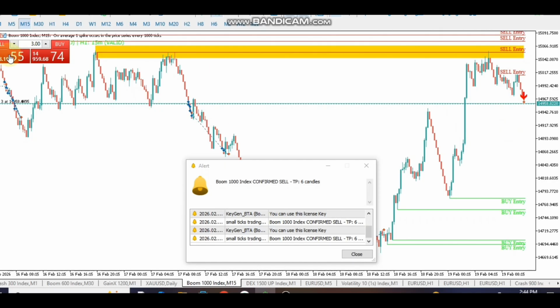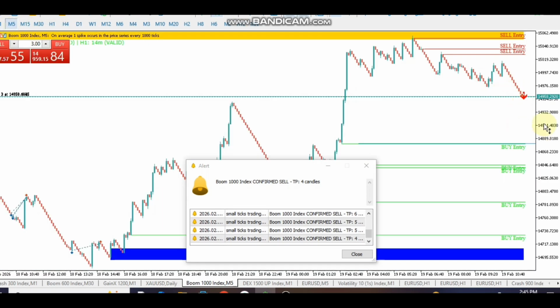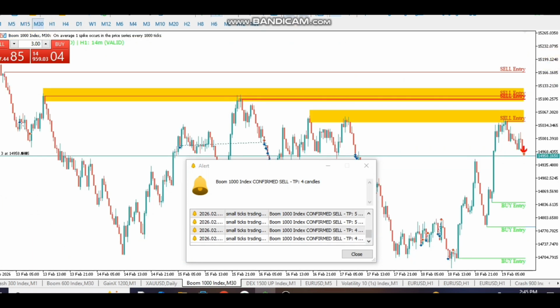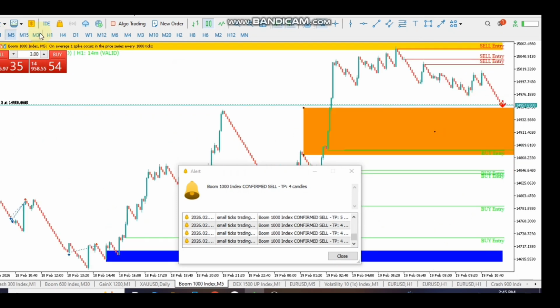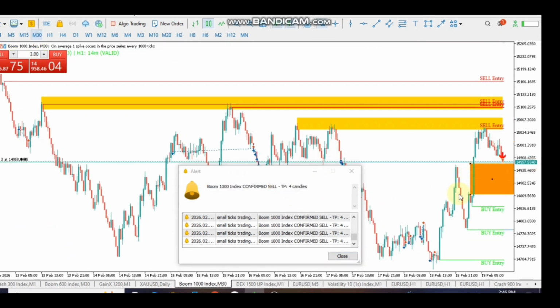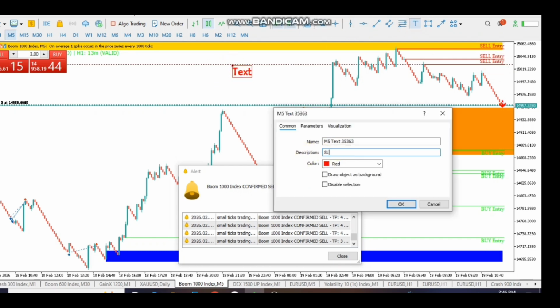This is a live example of how the BSD works, and the video is playing at a very high speed. First we can see there is an arrow, so there is a confirmation, and the take profit for this signal at the start was 11 candles. Another thing: where I've drawn the yellow line, that is a fair value gap. And you'll see how important the fair value gap is until the end.